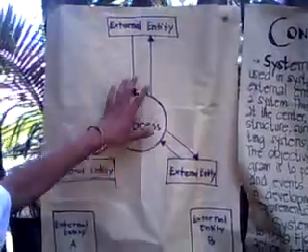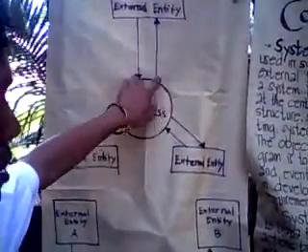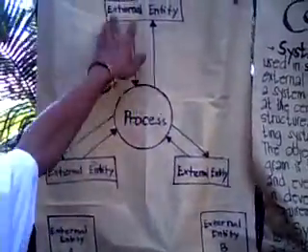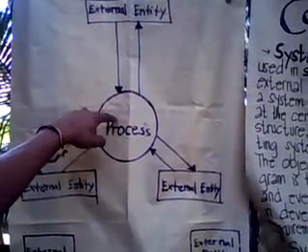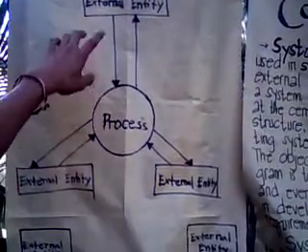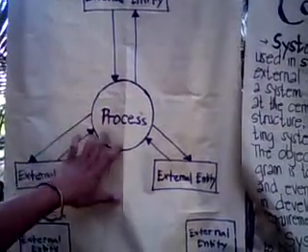These are the examples of a context diagram. In the center is the process, and these are the external entities. The external entities interact with the center, which is the process.